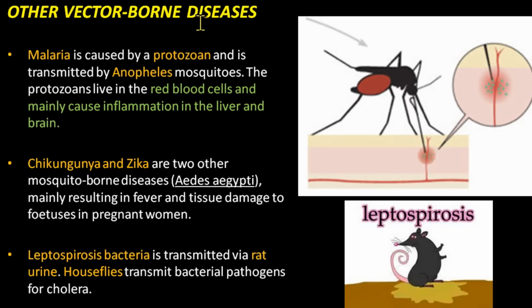So other vector-borne diseases would include malaria, which is caused by a protozoan called Plasmodium falciparum, and it is transmitted by Anopheles mosquitoes. So the protozoans, when they enter the bloodstream, they would live in the red blood cells, and they would mainly cause inflammation in the liver and the brain. Chikungunya and Zika are two other mosquito-borne diseases, which are carried by the Aedes aegypti as the vector, and they mainly result in high fevers and tissue damage to fetuses in pregnant women. Leptospirosis bacteria is transmitted via rat urine, and houseflies transmit bacterial pathogens for cholera when they land on food and they could deposit fecal particles onto that food.